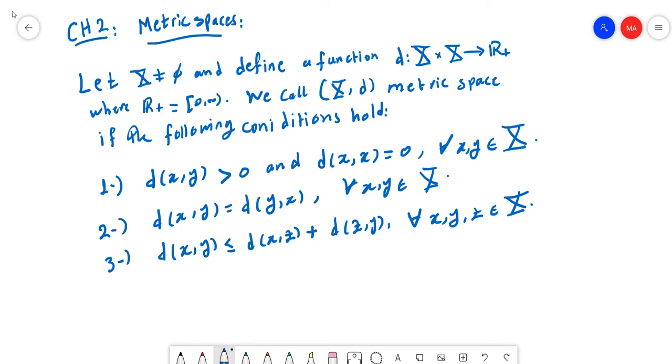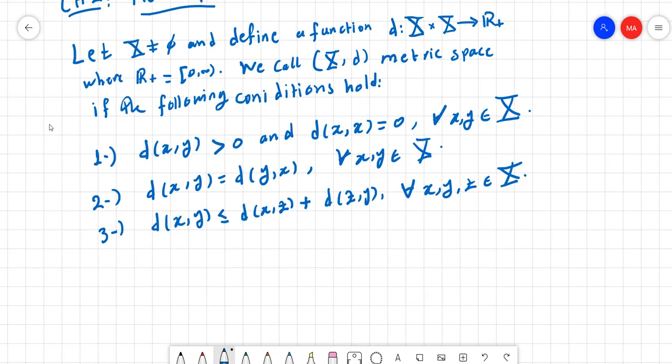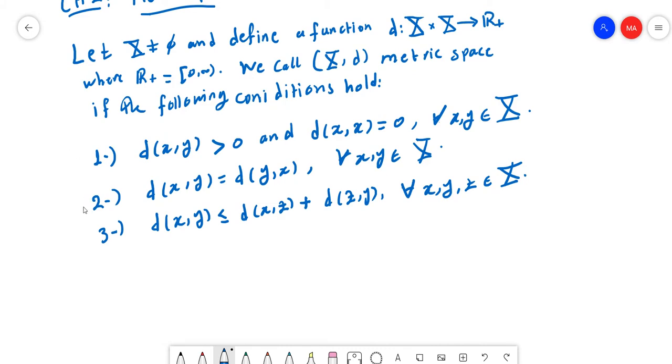So if all these conditions hold, then we call (X, d) a metric space. We call it metric space. If one asks why I need to define such a space, what is the benefit?